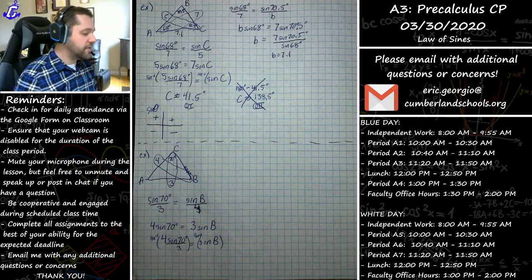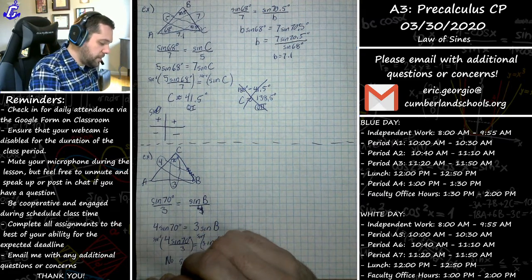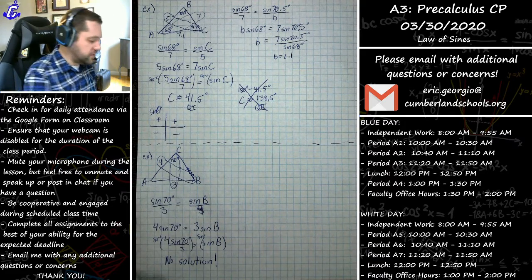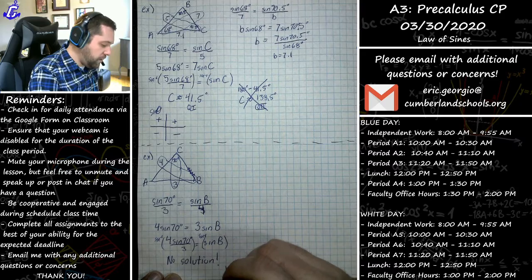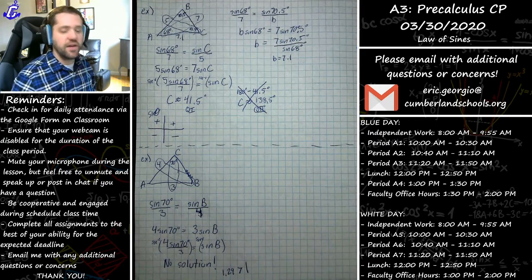Okay, very good. So if you plug into a calculator, you would say that there is no solution. And the reason there is no solution is because this value of 1.25 is greater than 1, and so it's impossible to find a sine where it exists.